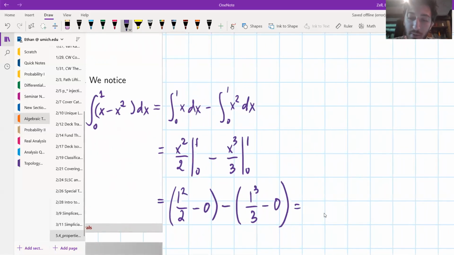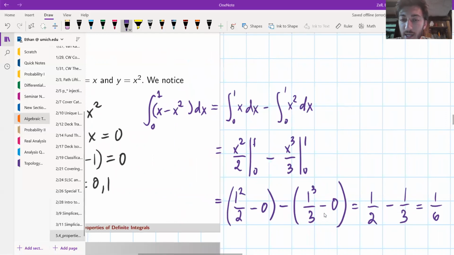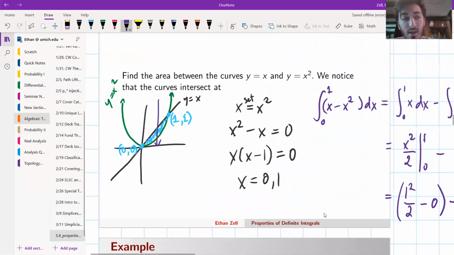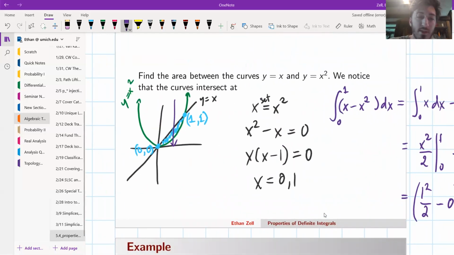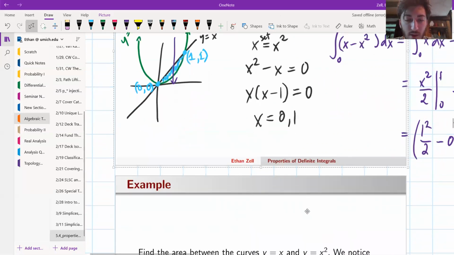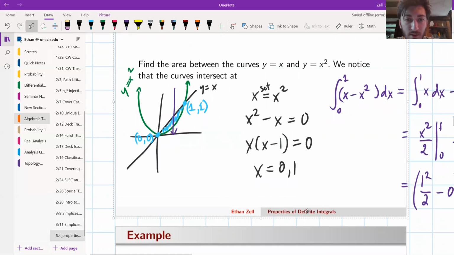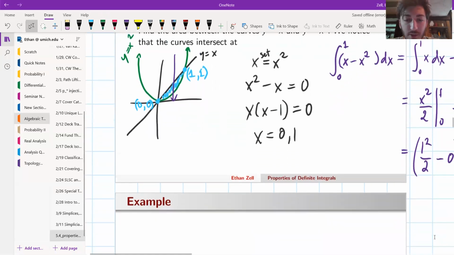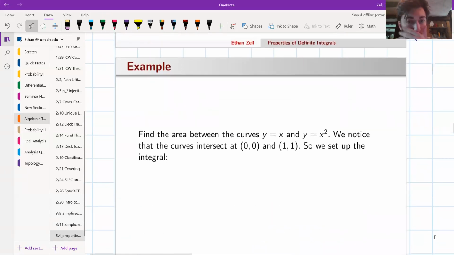So if I work this out a little bit more, I see that the first term is just 1/2, and then I'm subtracting off a third. With some quick algebra, I see that that's just 1/6. What's kind of cool here is that I get a nice neat number, 1/6, in order to find out what this blue area actually is. Okay. So that's all I wanted to say about the area between two curves, just as an example.